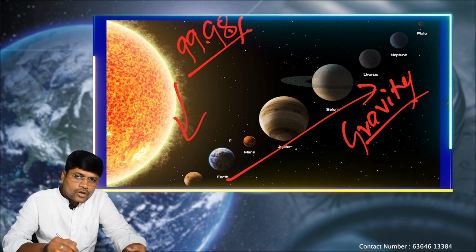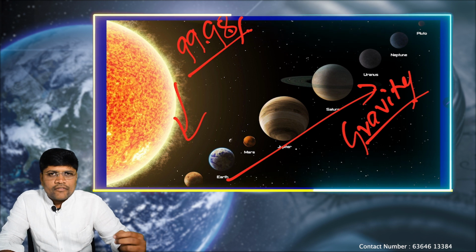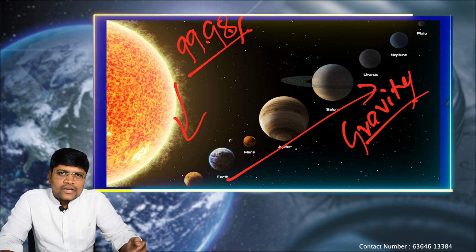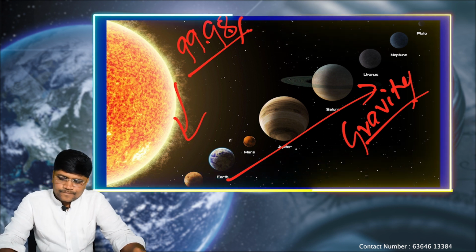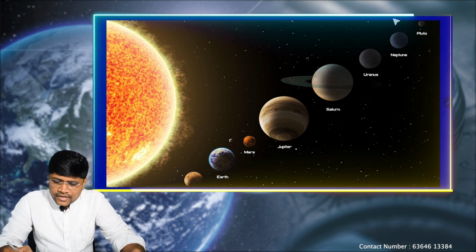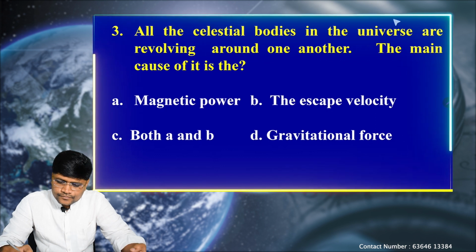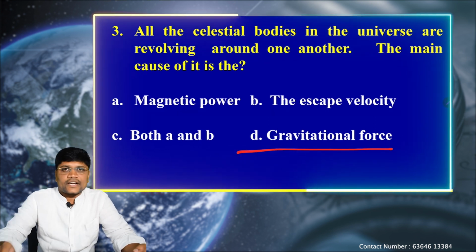Even the Sun is also not constant. The Sun is a very minor star. It is a part of the Milky Way galaxy, so the Sun is also revolving around the Milky Way galaxy. So the answer is gravitational force. Okay, so option D is the correct one.